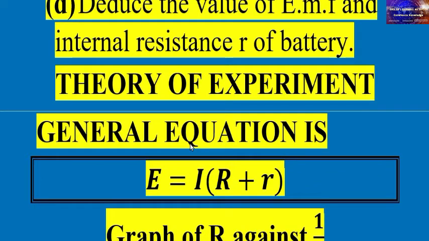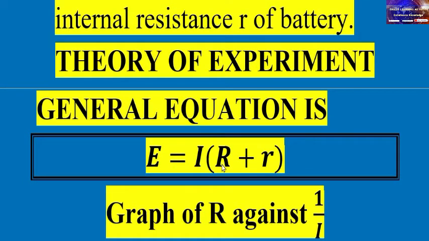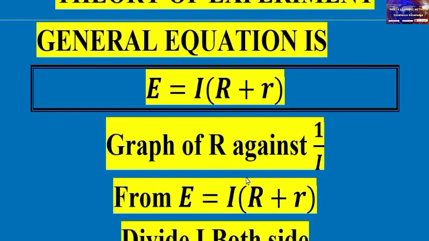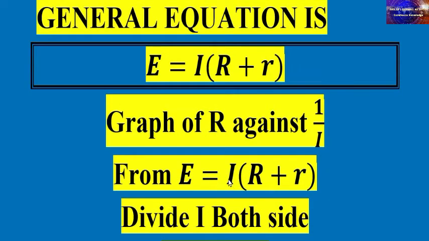The general equation for this circuit: we have E.M.F, we have resistance, we have current. Our general equation is E.M.F equals current times the bracket of resistance plus internal resistance of the battery or of the cell. Our graph we are supposed to show by making a correlation with the linear equation. So the graph of R against the reciprocal of current, from our general equation, you have to derive, to arrange. It means R is the y-axis and the reciprocal of current is the x-axis.